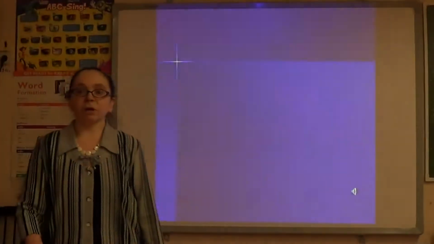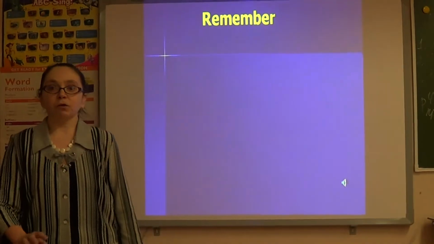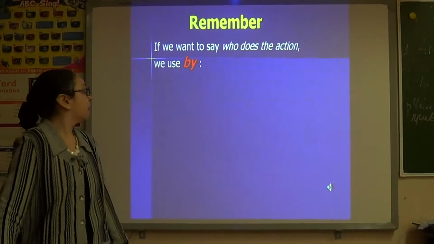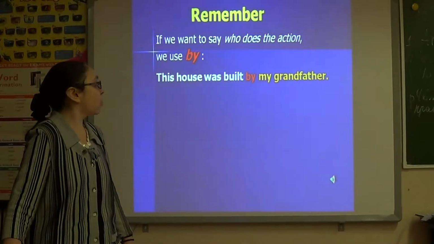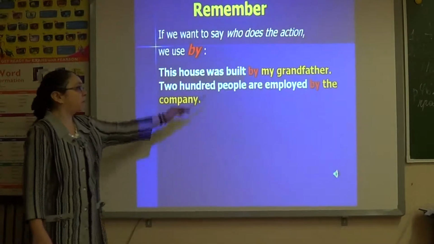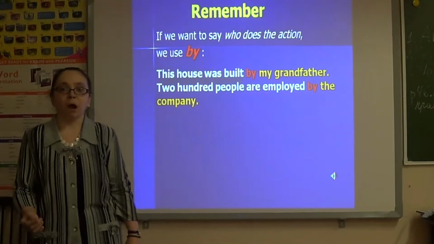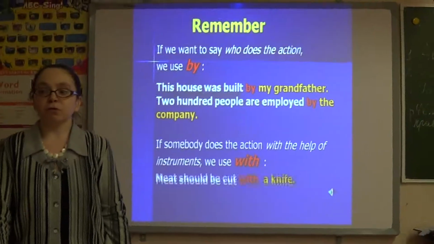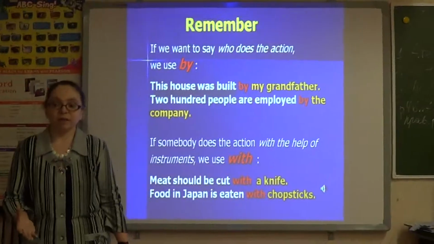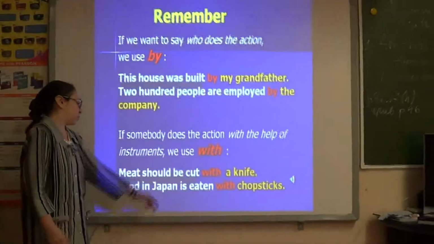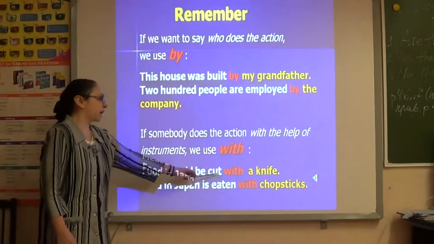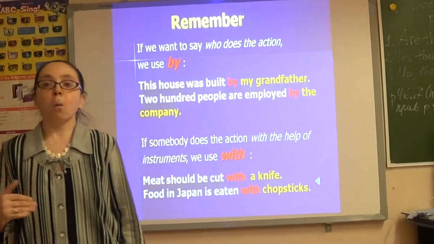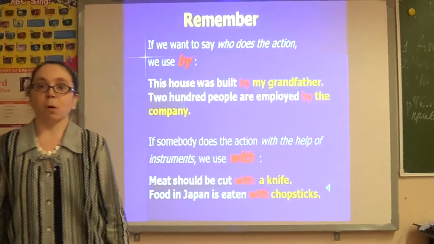Mind you, we use by only to mention the doer, the performer of the action. The house was built by my grandfather. 200 people are employed by this company. And when we need to show the instruments, we use the preposition with. Meat should be cut with a knife. Food in Japan is eaten with chopsticks, and so on.